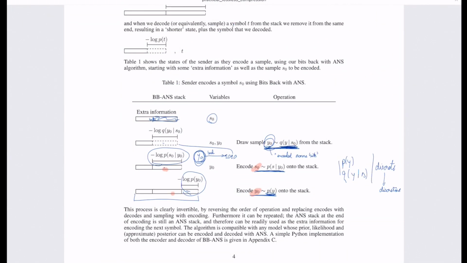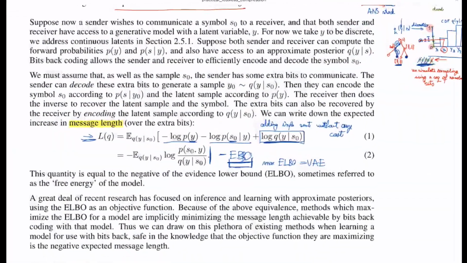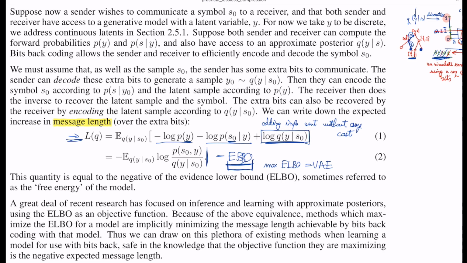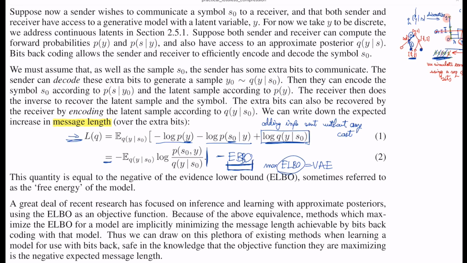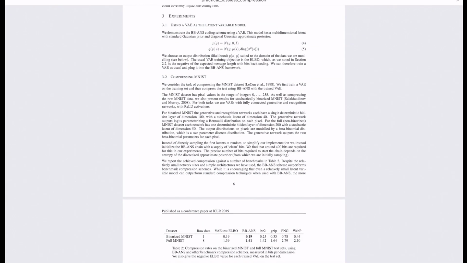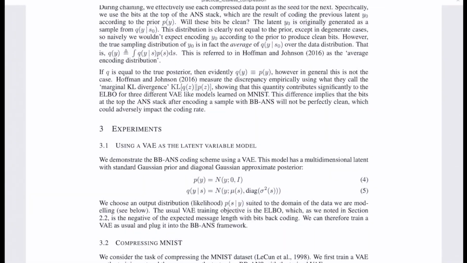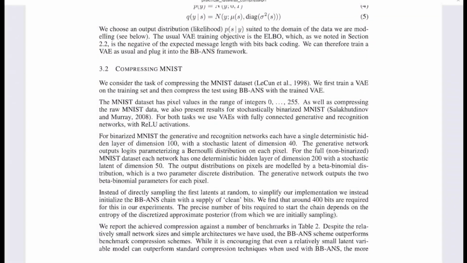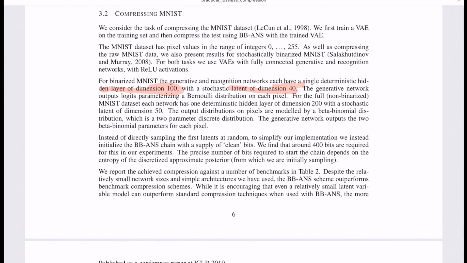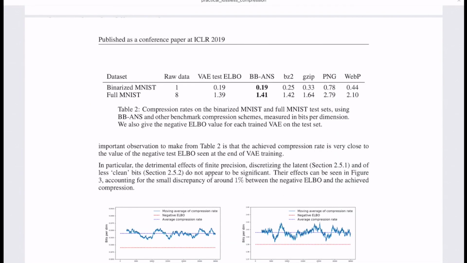So now we discussed how the bits-back stack works. We also discussed that optimizing this is identical, it's not approximate, it's equal to maximizing the ELBO. And now let's see what they've got here. So they used a very simple VAE model with basically two layers, right? An encoder of 100 and then a latent of 40. Very simple model, and they've got good results.